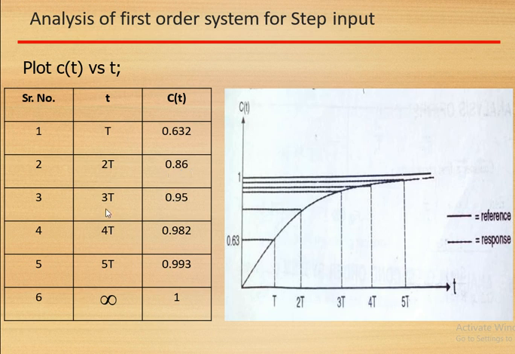But after 3t, it is going towards close to 1. So for 3t, it is giving you a value of 0.9. Then for 4t, it is 0.98. And here, after increasing t much larger, its value is slowly going towards 1.